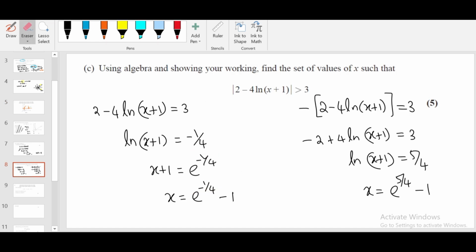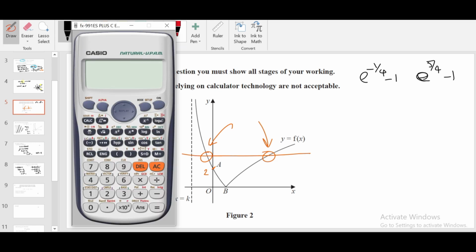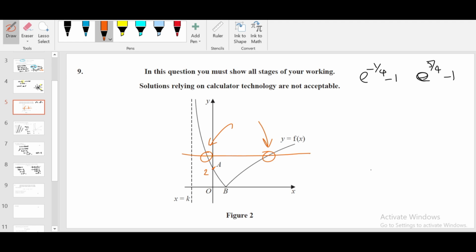We have the 2 points here: e^(-1/2) - 1, e^(-1/4) - 1, e^(5/4) - 1. I'm going to use my calculator to check which one is a positive and which one is a negative value. E to the power minus 1 over 4 minus 1 is a negative number. If I put 5 over 4, I get a positive number. That means this point is e power minus 1 over 4 minus 1.